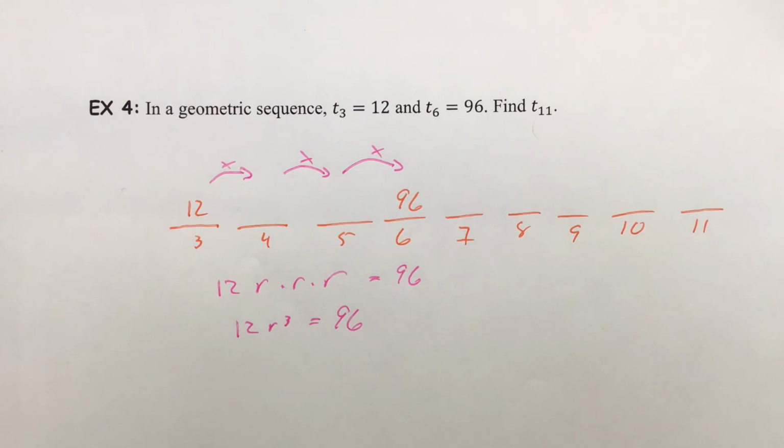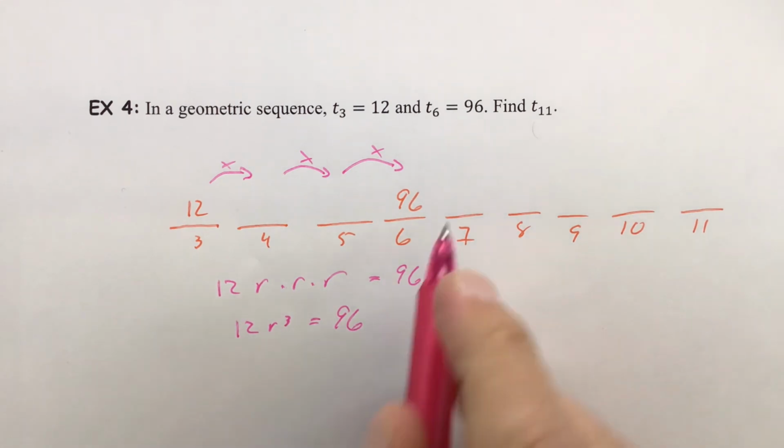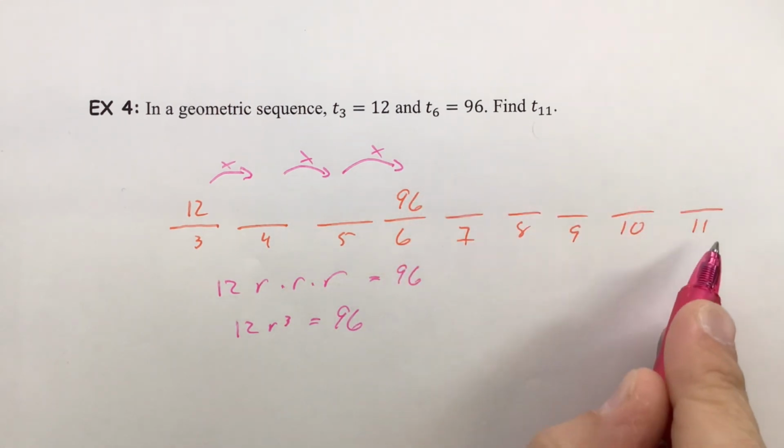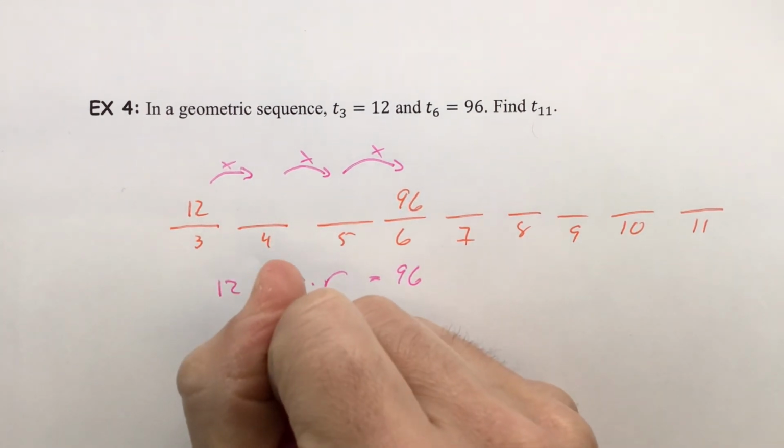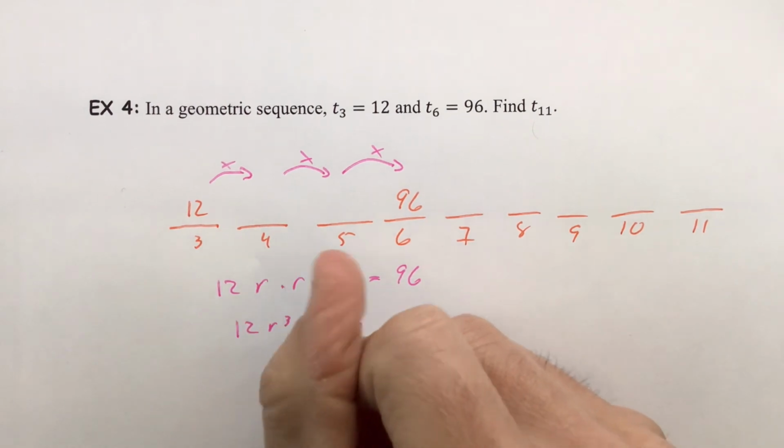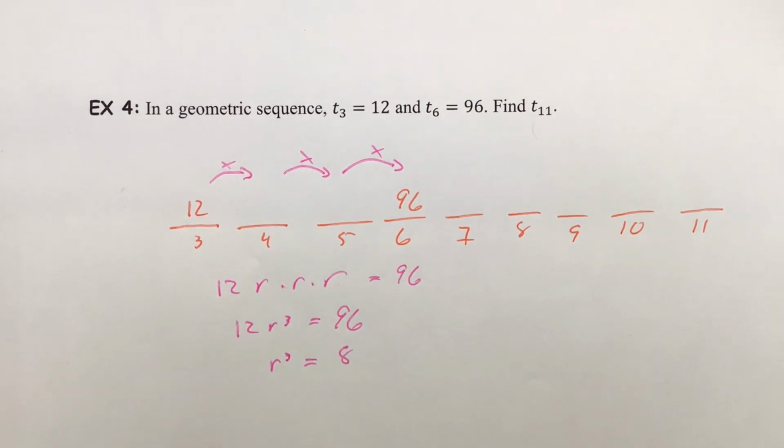So if we can figure out what r is, if we can solve for r, we could actually just apply that enough times to get to the 11th term. Okay, let's divide out the 12. R cubed is going to be equal to 8. The cube root of 8 is 2. All right, so let's just check this out to see if it works.